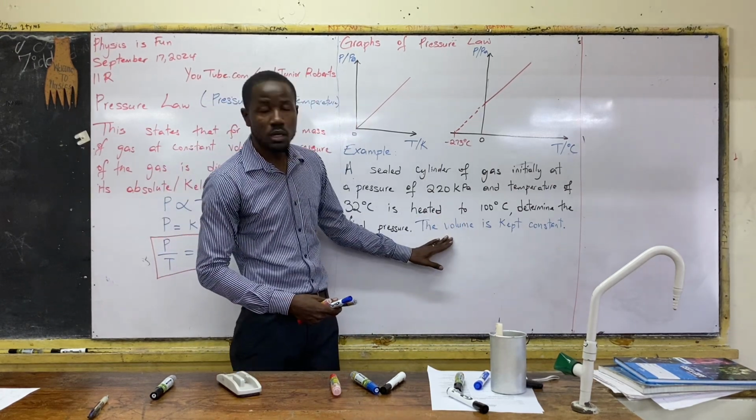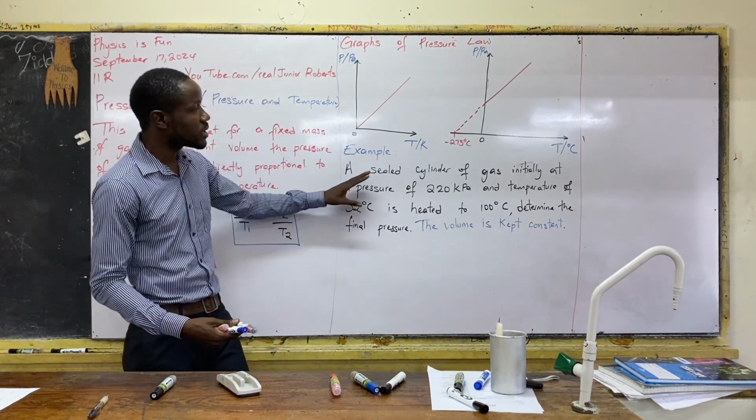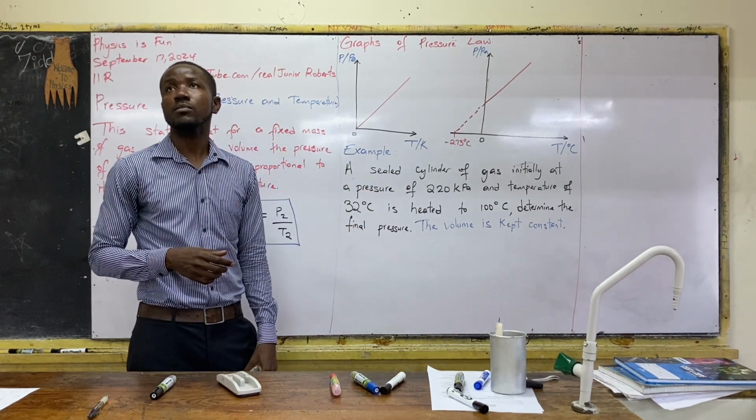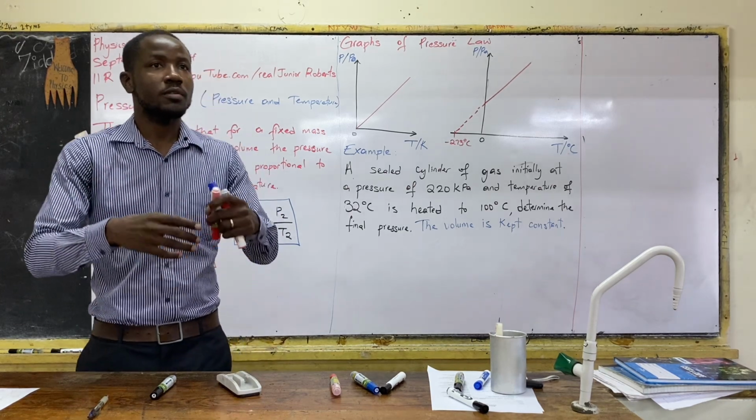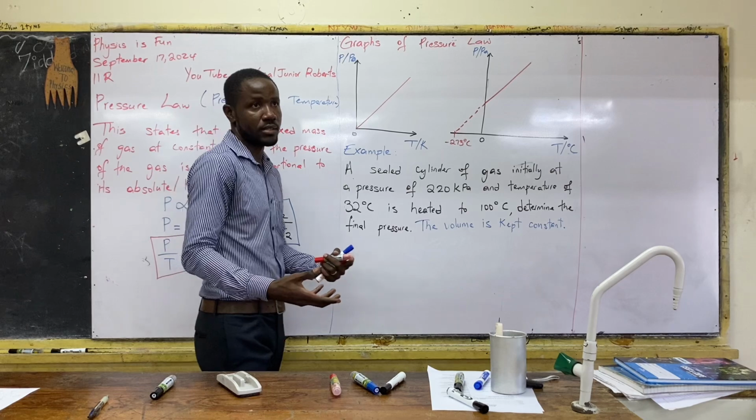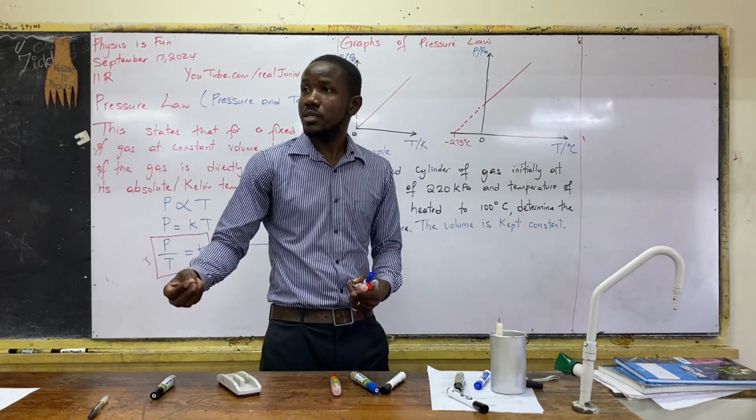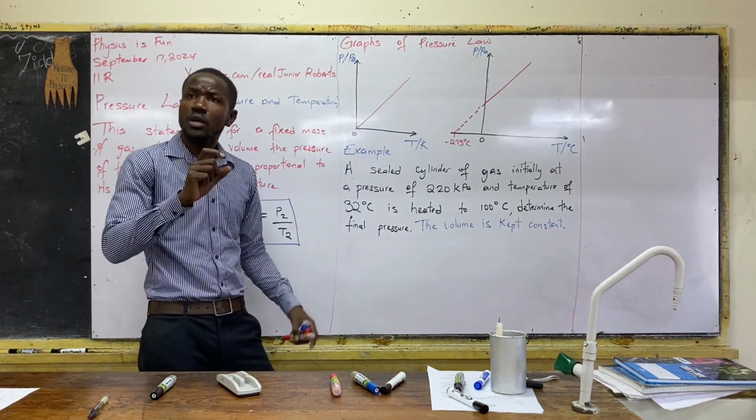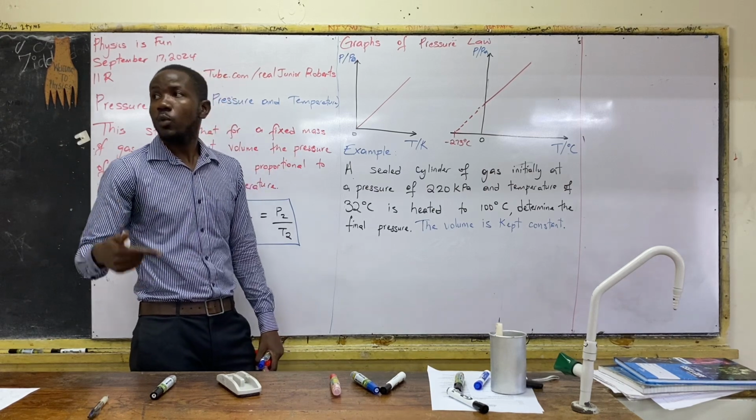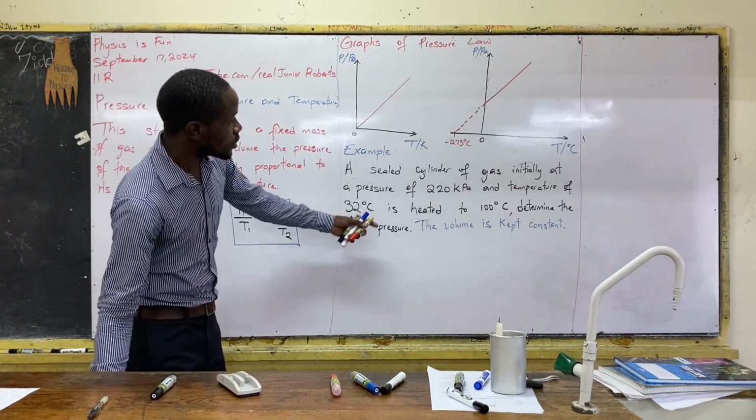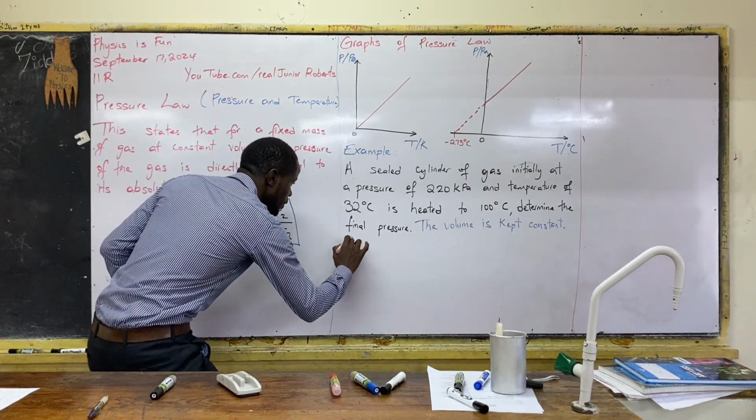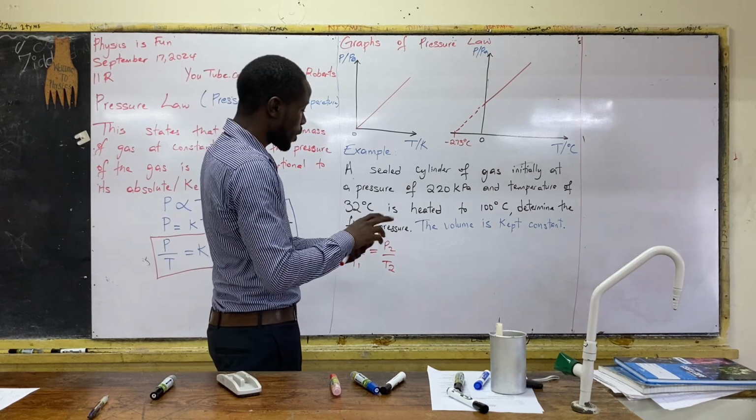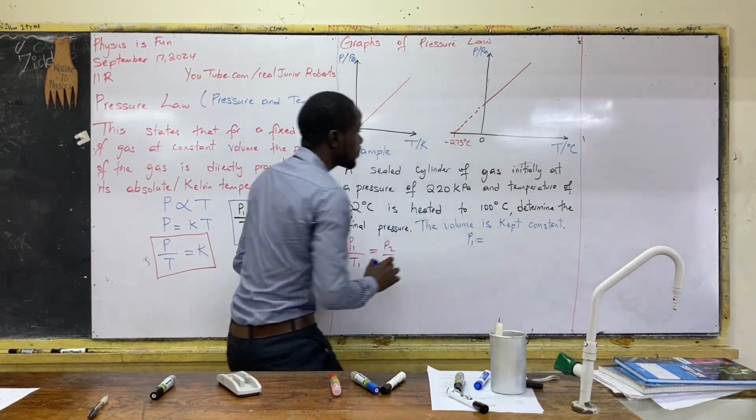Instead of saying the volume is kept constant, I could have said the cylinder did not expand, or a sealed cylinder of fixed volume. I could use other statements that suggest the volume is constant, as opposed to stating it categorically as we did here. So in the question, you always want to look out for what is kept constant. In this case we're going to apply the pressure law. So we start with P1 over T1 is equal to P2 over T2. Now for our purpose, what is P1?